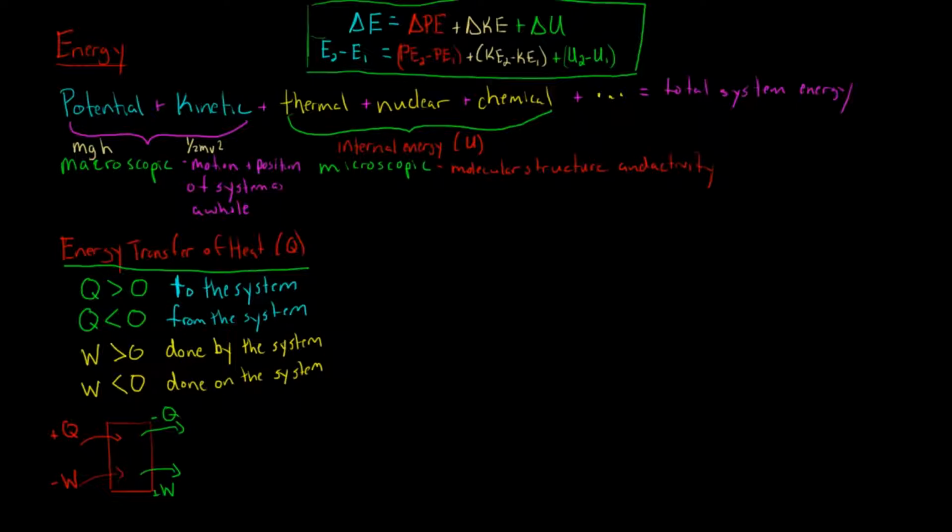Now, the other thing with heat is, just like work, if we're going from a state 1 to a state 2, this energy transfer of heat is not a property, because the area under the curve is going to depend on the details of the process. It's going to depend on how it goes from state 1 to state 2. And the area under the curve is going to be different depending on the process. So this heat transfer, energy transfer of heat, is not a property of the system.